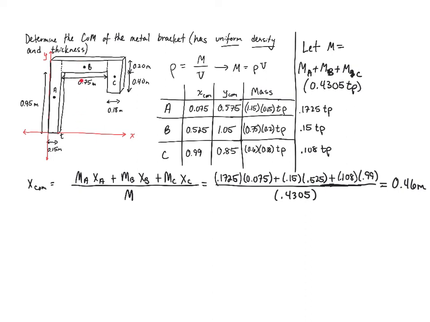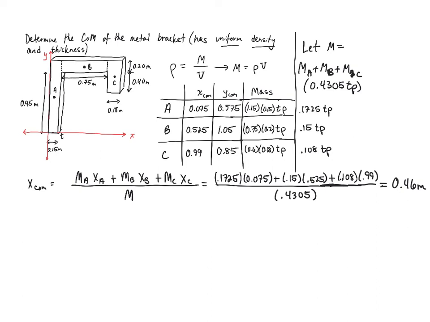Okay, which probably makes sense, right? I didn't expect it to be right in the middle here because there's more mass over here than there is over here. So I expected it to be kind of slanted, or not slanted, but skewed to the left here, skewed.